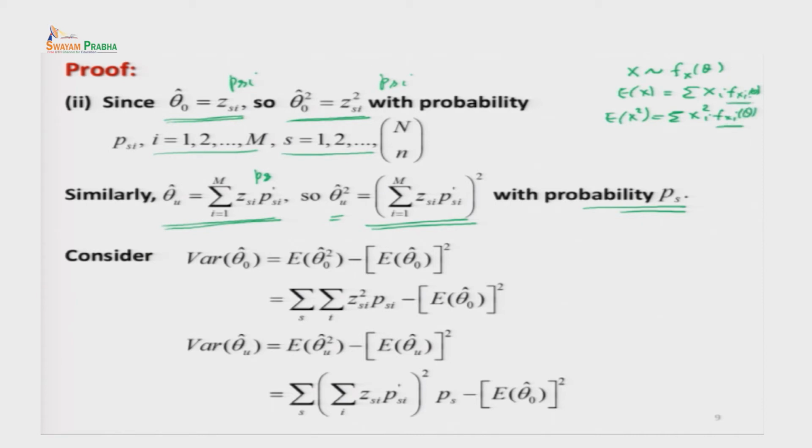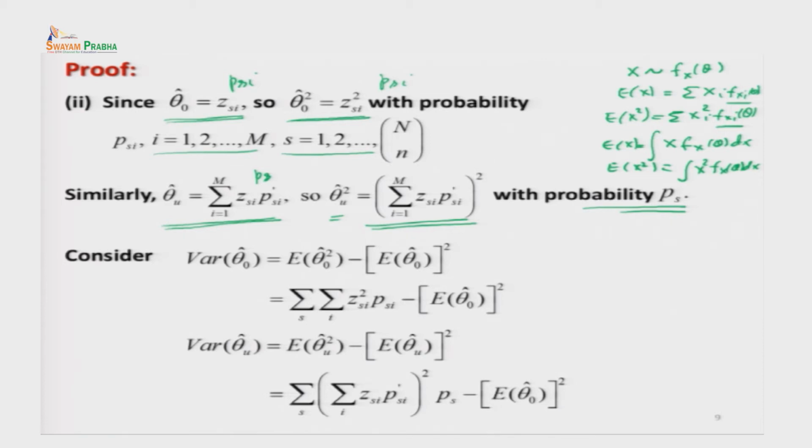The PDF, the probability mass function, remains the same. And the same thing is true for the continuous random variable also: the expected value of x will be the integral of x f_x(x; theta) dx, and the expected value of x square will be the integral of x square f_x(x; theta) dx. The PDF remains the same. So, that is the same thing here now.